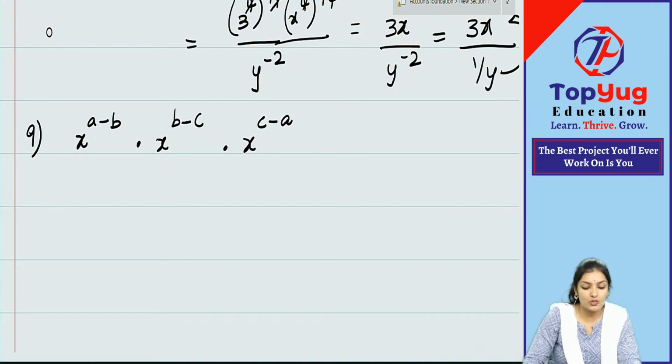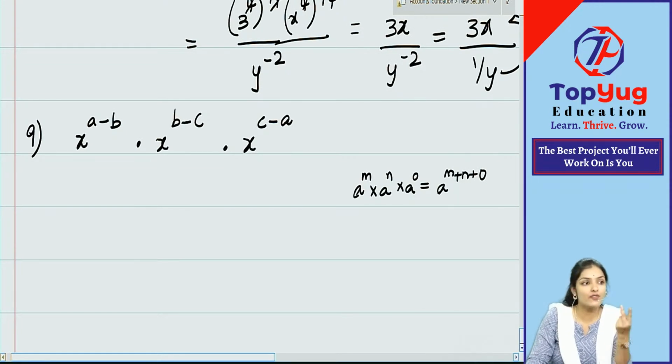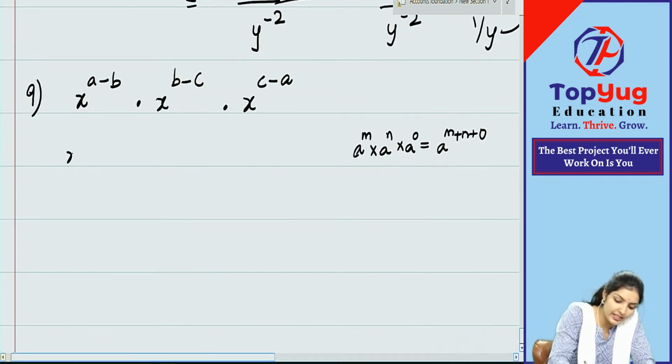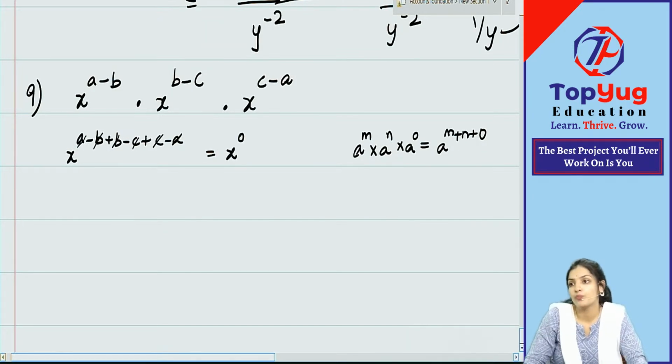Ninth one, it is x to the power a minus b into x to the power b minus c into x to the power c minus a. It is a to the power m into a to the power n into a to the power o, so a to the power m plus n plus o. This does not only satisfy with two terms but also with three terms, four terms and so on. So here I can write directly x to the power a minus b plus b minus c plus c minus a. So everything gets cancelled. So we are left with x to the power 0. Anything to the power 0 is 1.